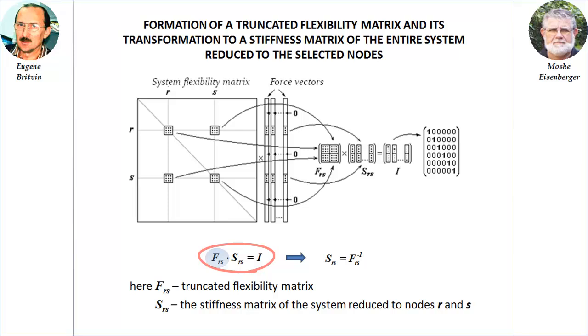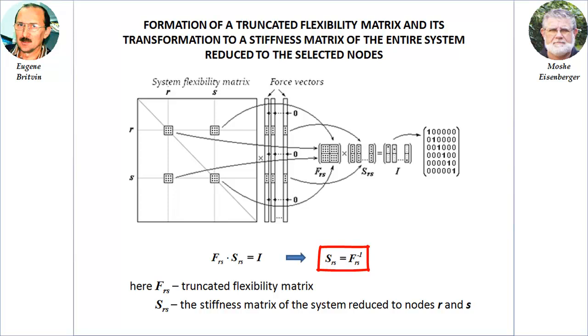Where FRS is a truncated flexibility matrix formed from the cells of the general flexibility matrix of the system related to the selected pair of nodes, SRS is the stiffness matrix of the entire system reduced to the selected nodes, and I is the identity matrix. Hence, the desired stiffness matrix of the system, reduced to the selected nodes, is determined by the equality.